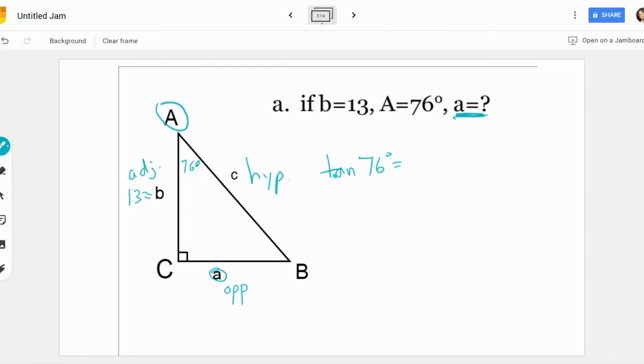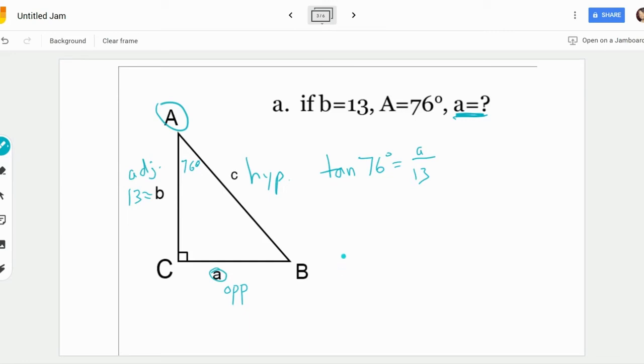Also, sine, cosine, and tangent will always go with an angle. There's always an angle attached to it, whether you know it or not, either it's a capital letter or it's a number that you know. In this case, we know it's 76. It is then opposite over adjacent, so A over 13.